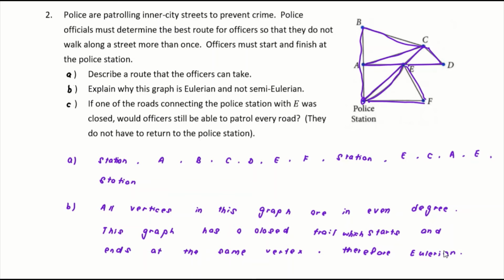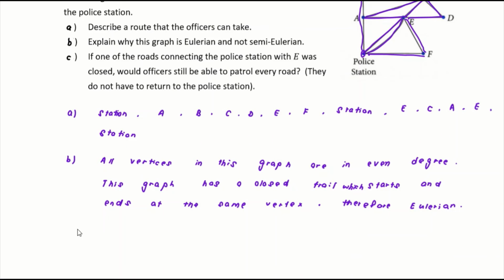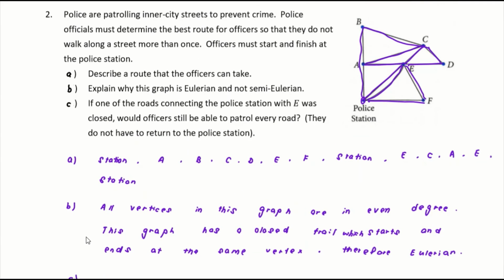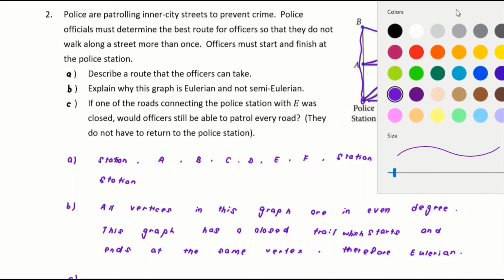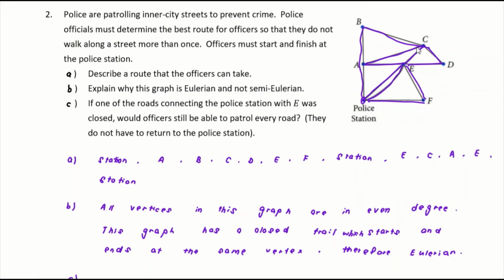Okay, so now C: if one of the roads connecting the police station with E was closed, would the officer still be able to patrol every road? In this case, I think we do not need to repeat the whole thing. We can imagine that one of the roads connecting the police station with E was closed. So from E, you can choose any of these to be closed. So let's imagine that this one is closed.